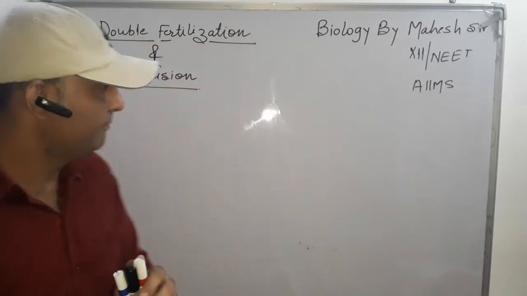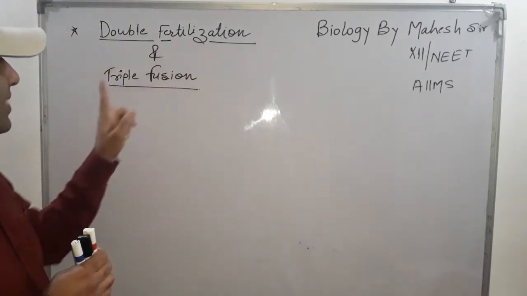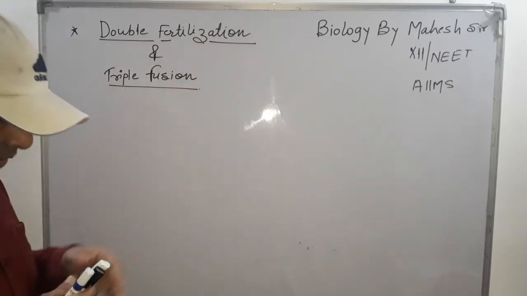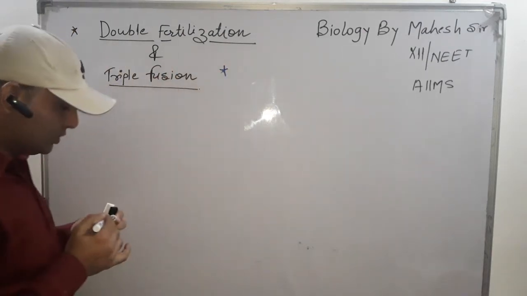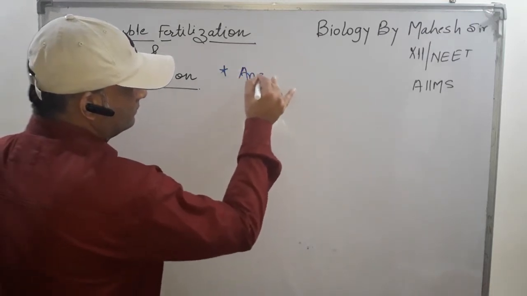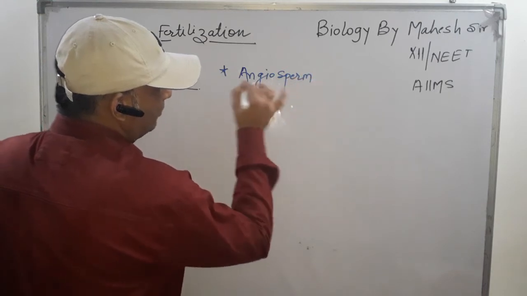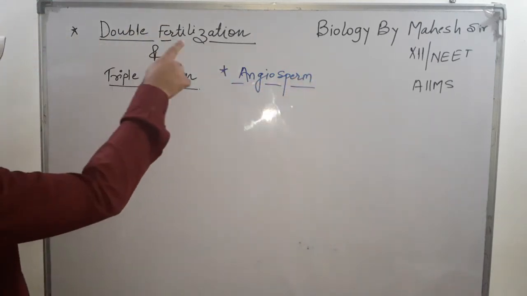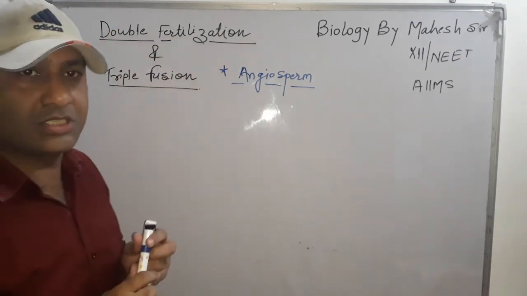So in this topic today we will first take the meaning of double fertilization and triple fusion, and then the process in angiosperms. It is a unique process, a unique characteristic generally present only in angiosperms. Both have different terms but are related to the same function.